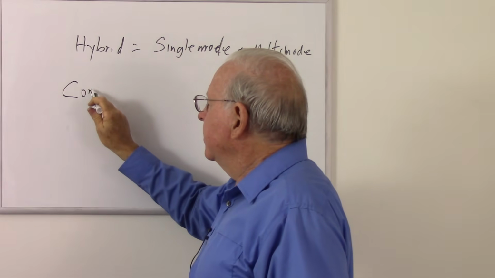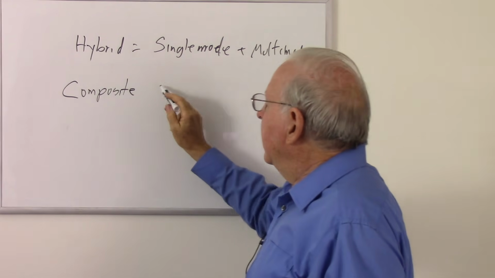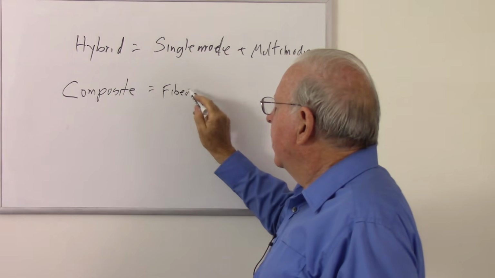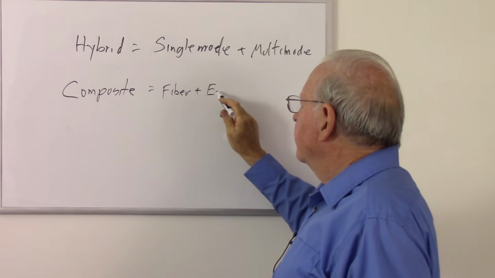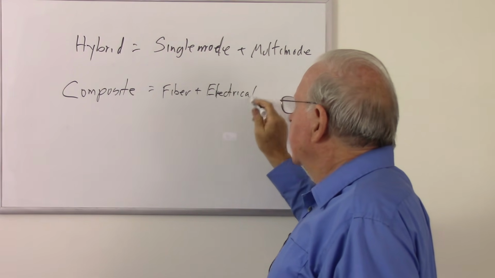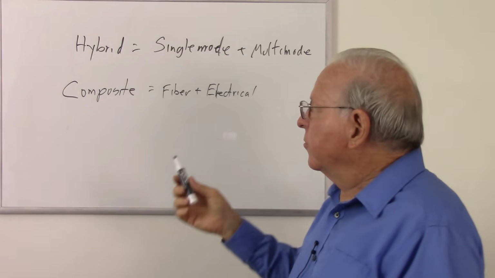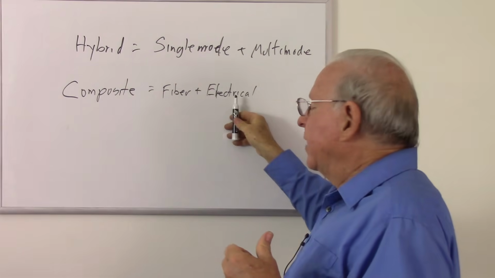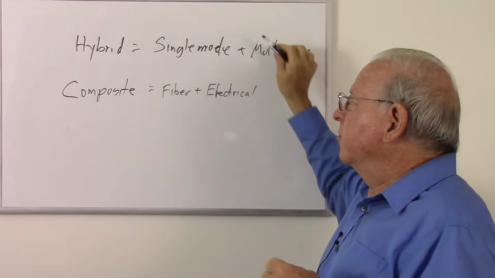Composite is going to be a combination of fiber, optical fibers, plus electrical connections of some sort. So we might have coaxial cable, might be power cables, might be both. So composite cable is going to be not just fiber, but other types of cables. Hybrid cable is going to be all fiber, but some single mode and some is multi-mode.